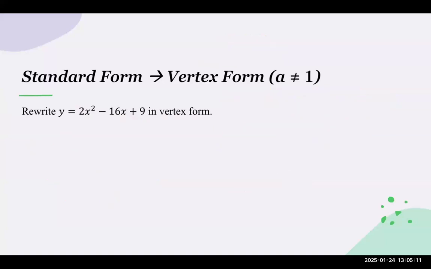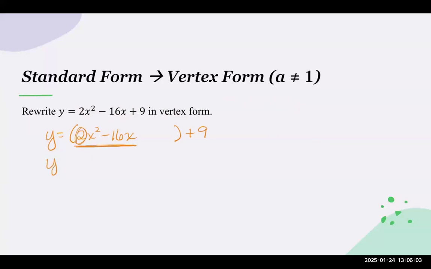Now, if a is not equal to 1, we have to try to rewrite our function in a way that creates a to be 1, because the completing the square steps only work when a equals 1. So we start out the same way as we did before. We're going to have y equals, we'll put the 2x squared and the minus 16x on the inside of the parentheses, leave some space, and then add our 9 on the outside. Now, we cannot use completing the square on those terms as they are because that a is not equal to 1.